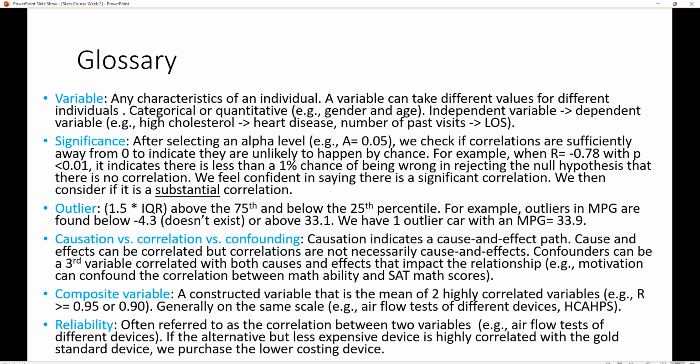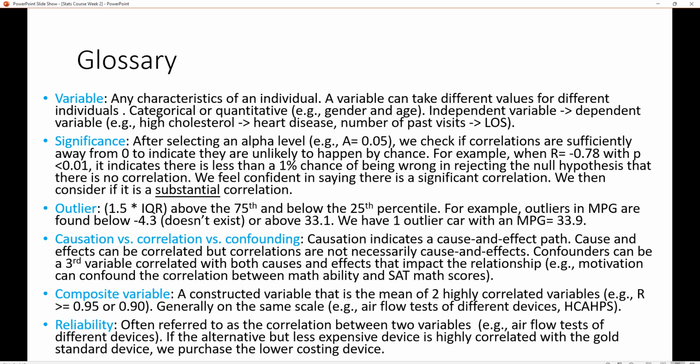But also, if you use that item, you can create a composite variable and reduce the effort in your analysis. So creating composite variables can help identify important things, but also could be easier in that analysis and that interpretation. And the last term in this glossary is reliability.